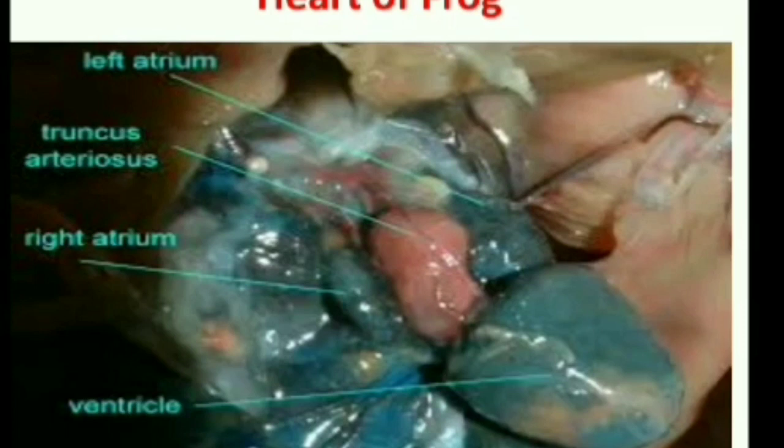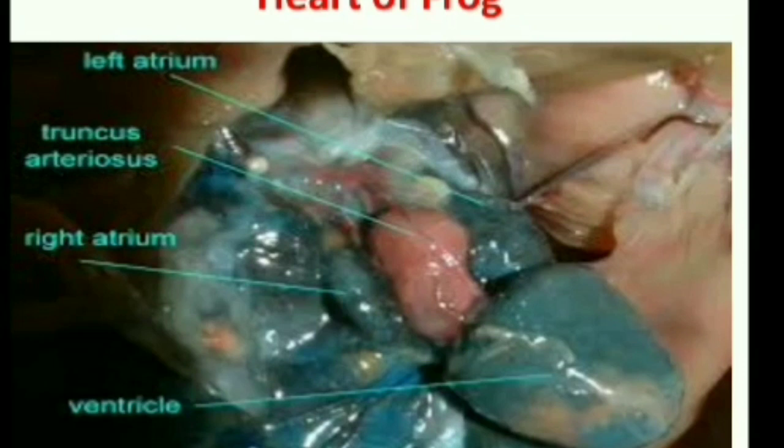Amphibians have a three-chambered heart. In this three-chambered heart, there are present two atria and a single undivided ventricle. See the picture shown over here. There are visible two atria and a single ventricle, but there is one more structure shown just above the two atria. There is present Truncus Arteriosus. So the heart of frog is three-chambered.